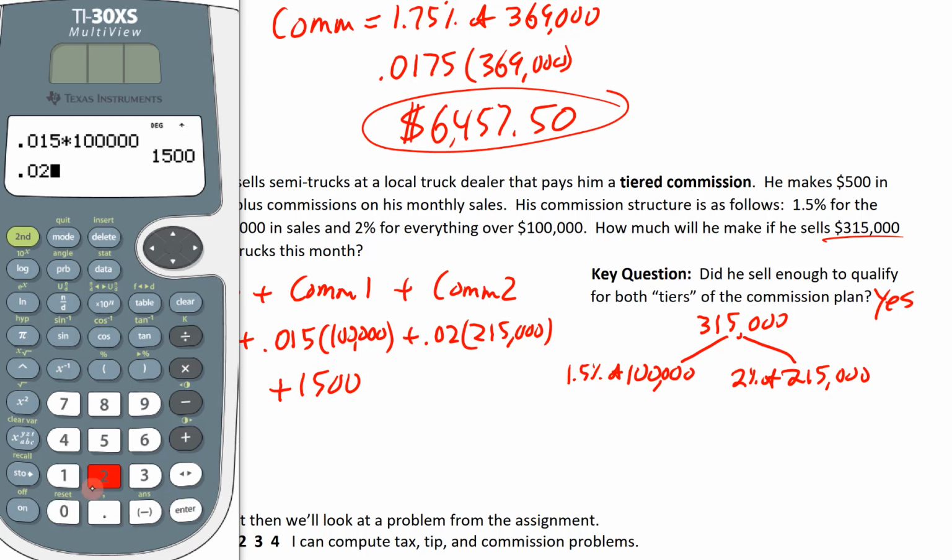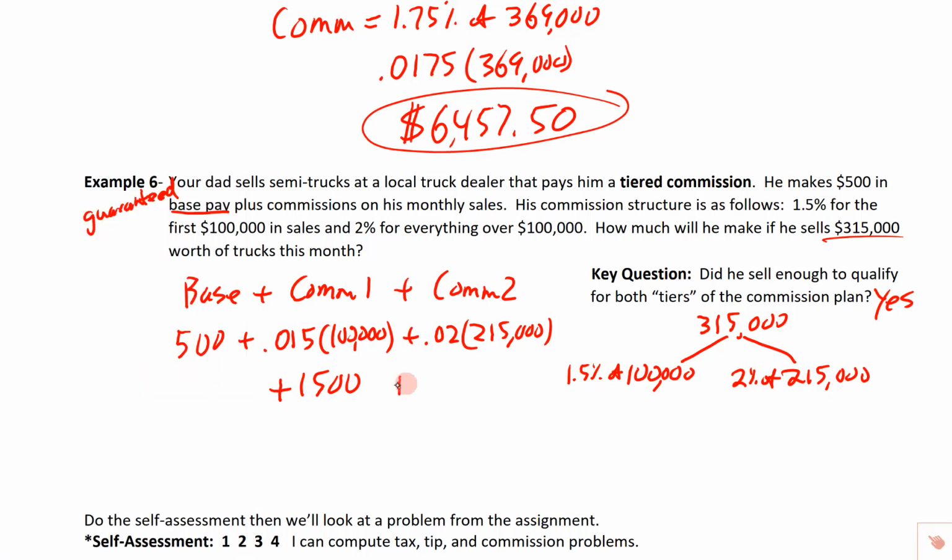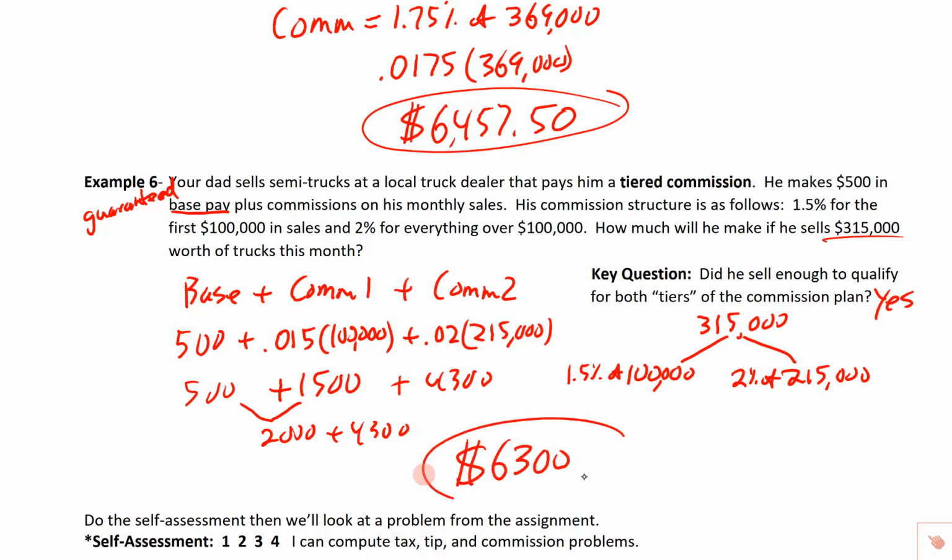So 0.02, there's 2%, times 215, 1, 2, 3. Make sure it looks right. It does. Hit enter. So we get plus 4,300. So let's take a look at what goes on here. We've got the $500 in base pay, $1,500 for the first tier of commission, and then $4,300 for the next one. These two make $2,000 plus the $4,300. So here's the answer on this one, $6,300. Pretty good paycheck.